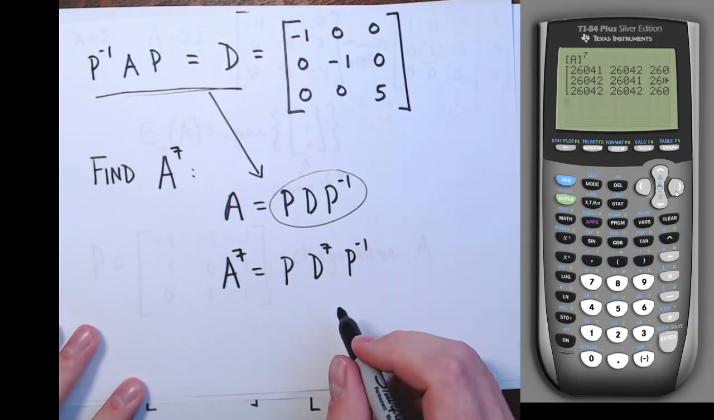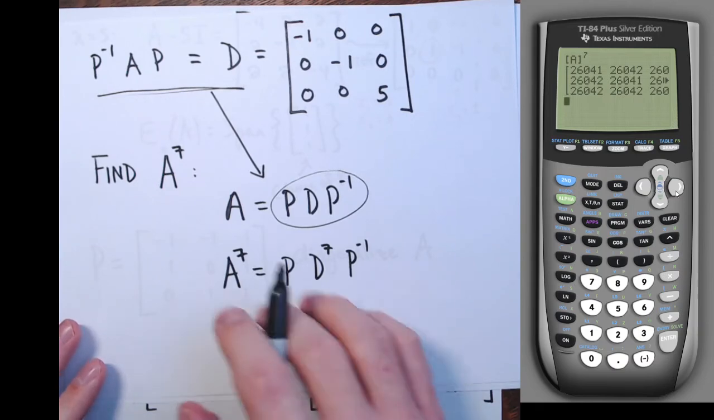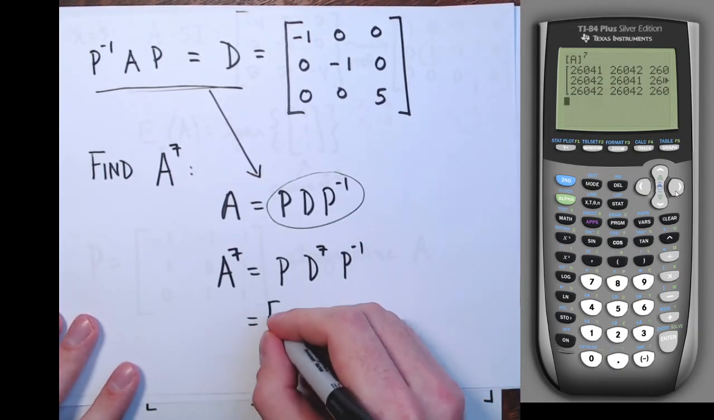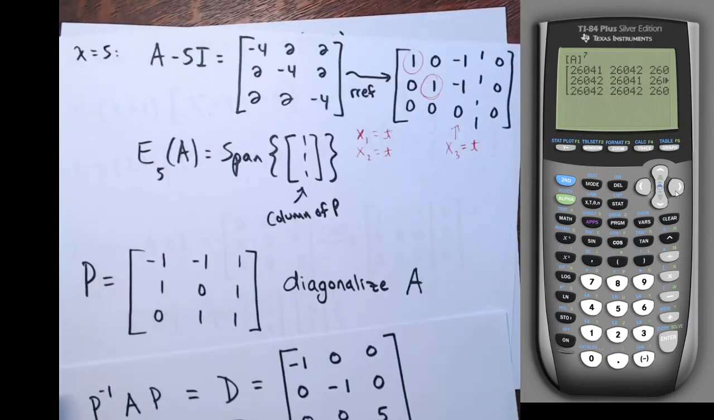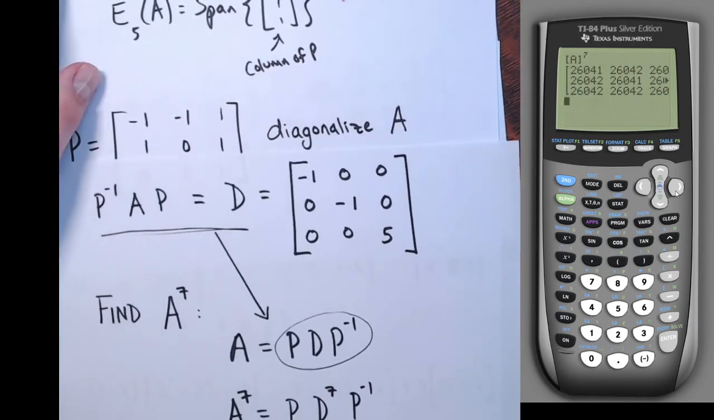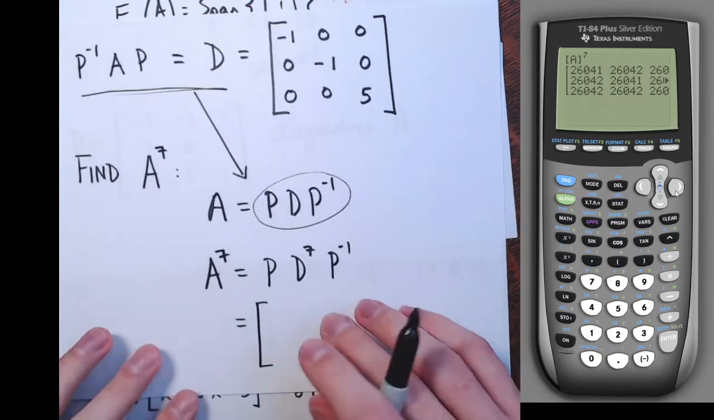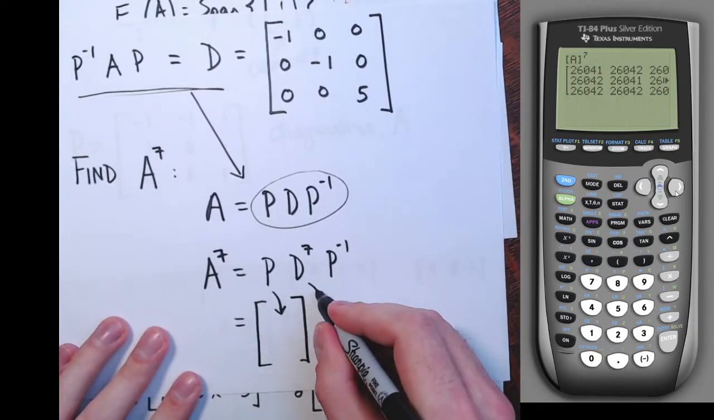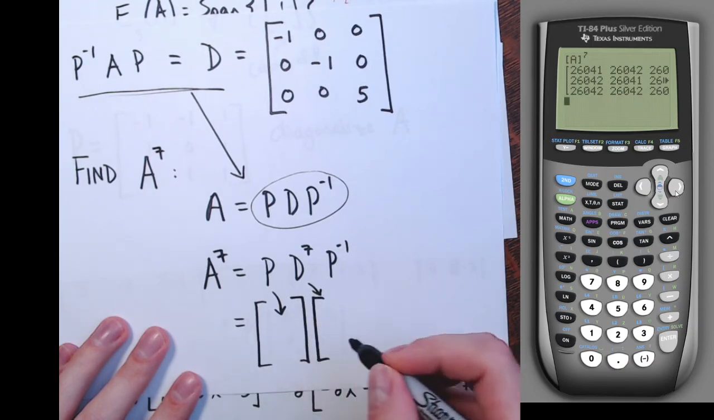So you only need to multiply 3 matrices instead of 7. So I'd have P, right? P is this guy here again. I'm not going to write it again. Right, we'd have P. Now again, D to the 7th would be very simple.